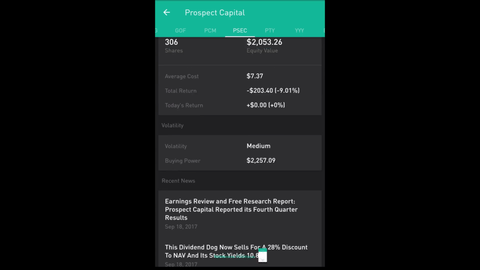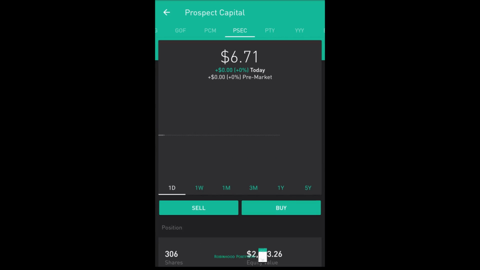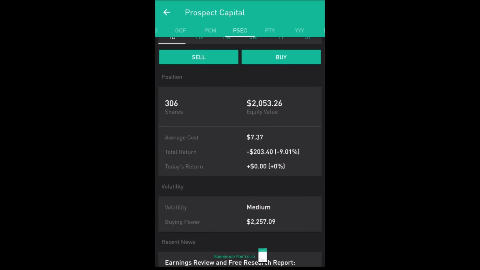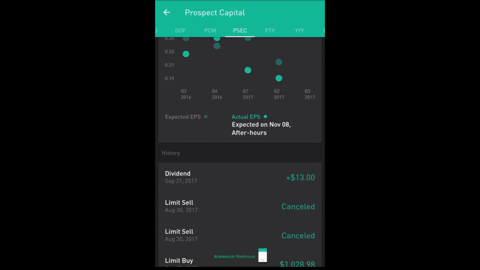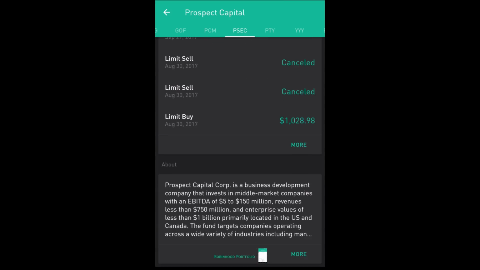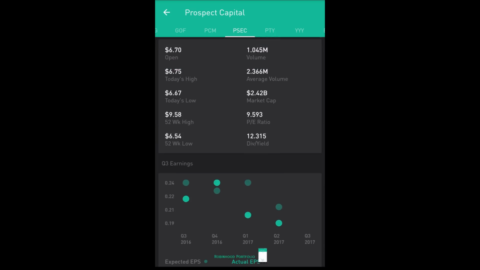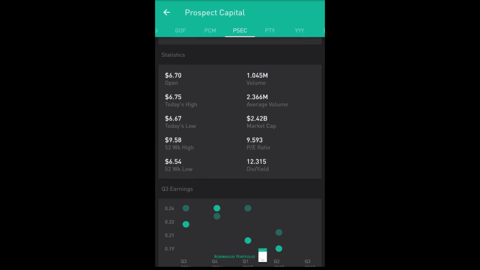So if you take the price of the stock here and multiply it by all of the outstanding shares, you'll get a value for the company. But then if you go through and add up all of this company's underlying assets, these $5 to $150 million companies down here, the portfolio is actually worth more than the calculated value of the company based on the stock price and outstanding shares. So you're essentially buying at a discount. So that's what net asset value is.